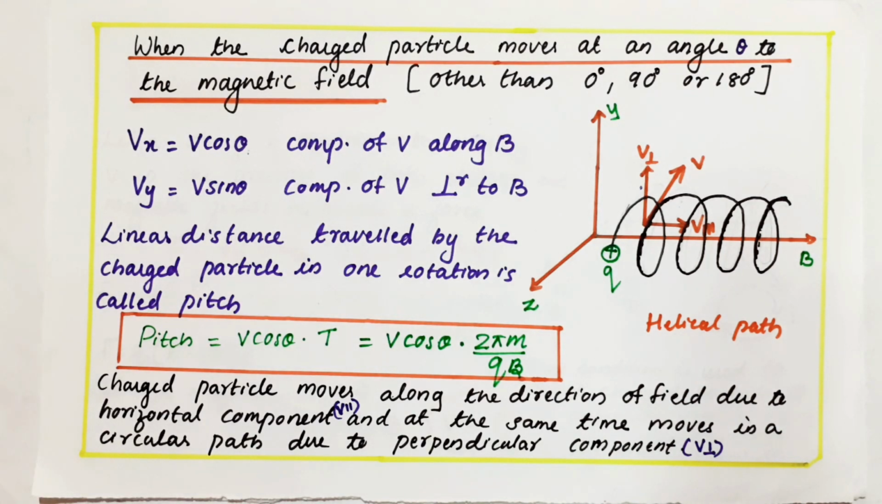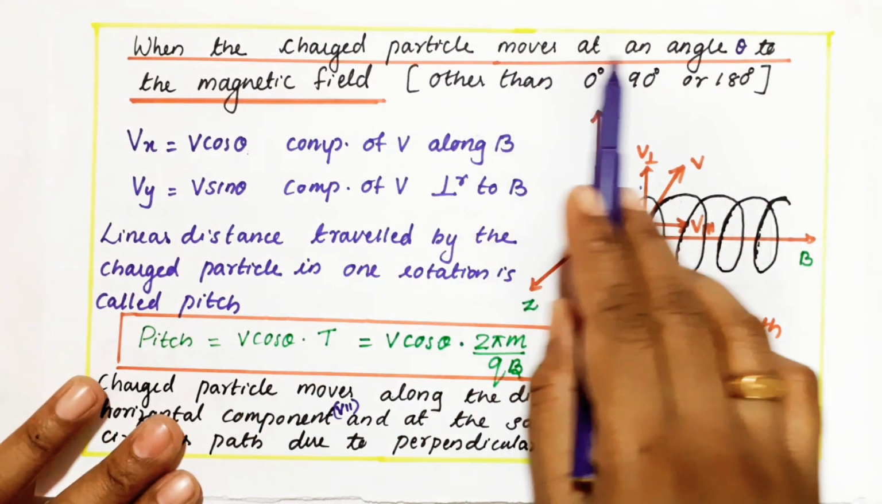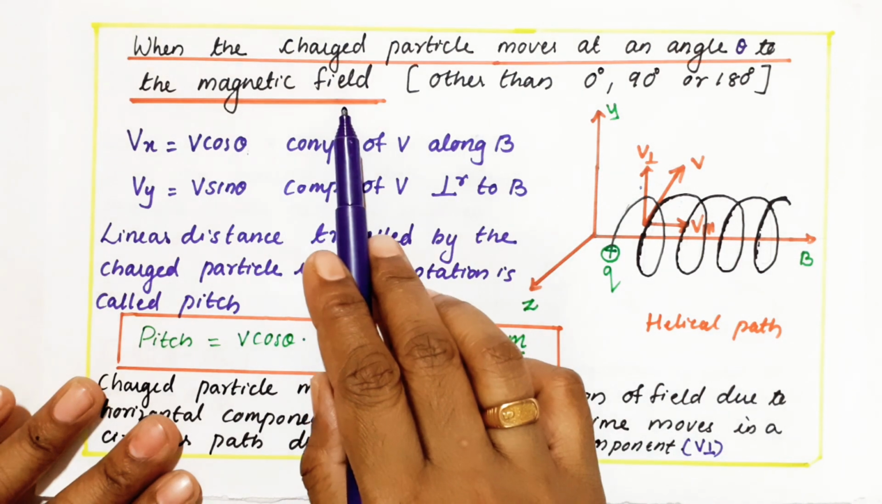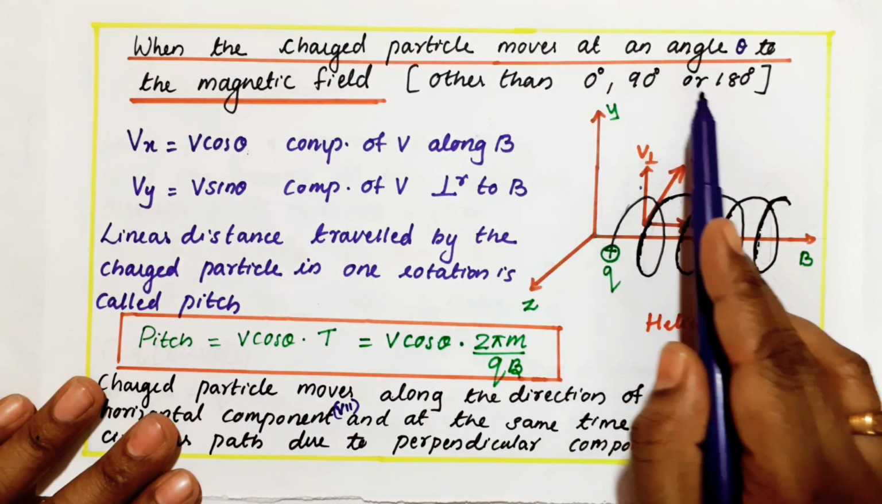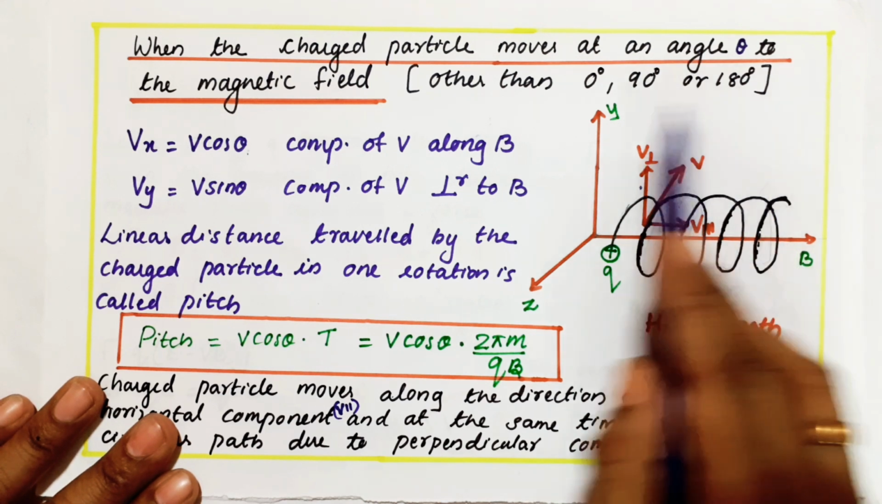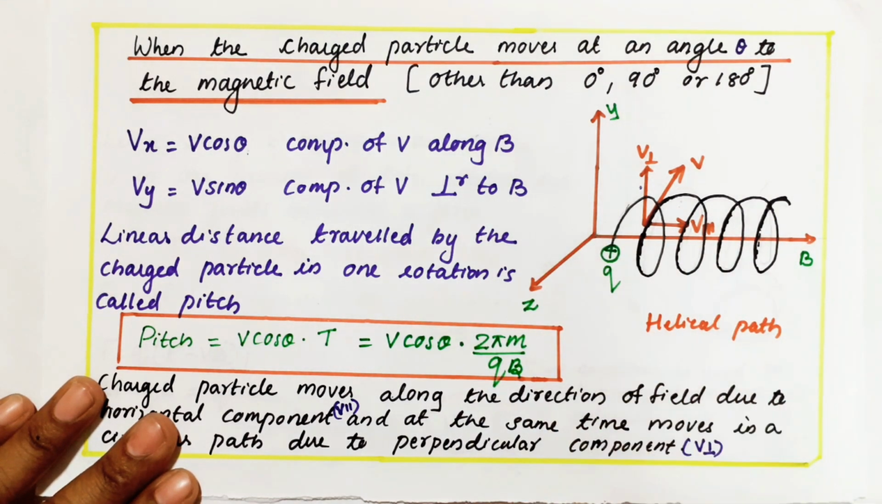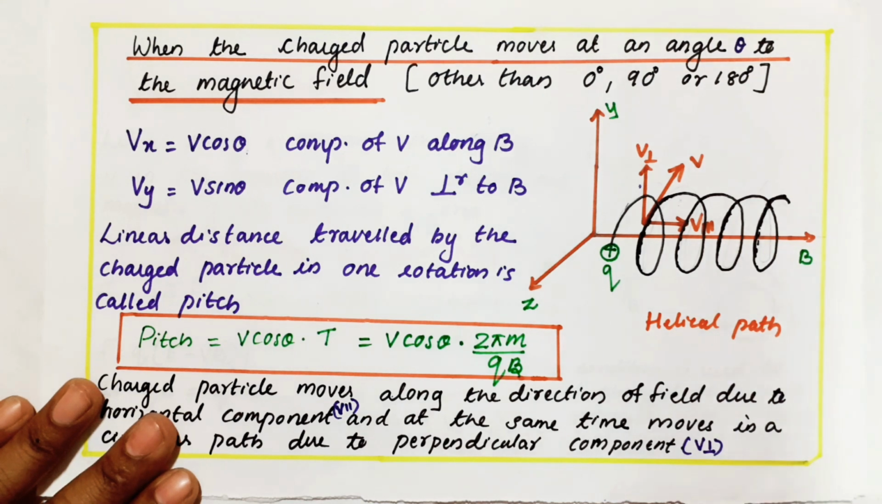Next case. So what I did was the charged particle moving perpendicular. Now I am taking the next case, when a charged particle moves at an angle theta with the magnetic field. Theta means it may not be 0, it may not be 90, or it may not be 180. It is not parallel, anti-parallel or perpendicular. Some other angle at which the charged particle is entering the magnetic field.